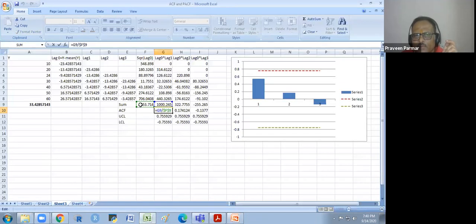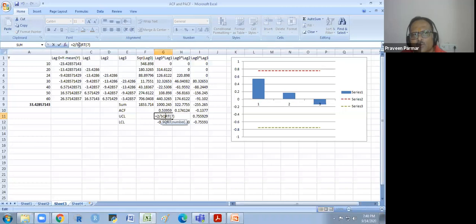So I am dividing everything by this one. I will show you again. You see here, it is again dividing by this, and this is also dividing by this, the sum. So I am getting this. And the UCL or LCL, I have explained how to get.